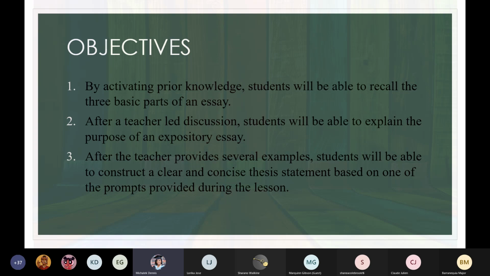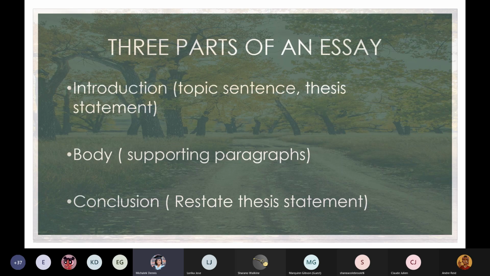All right, Elvistina says introduction, body, and conclusion. Good job, Elvistina. So you're correct. So 3 parts of an essay. We have an introduction. And remember, each of your body paragraphs should have a topic sentence. But in your introduction, you will definitely have your thesis statement.